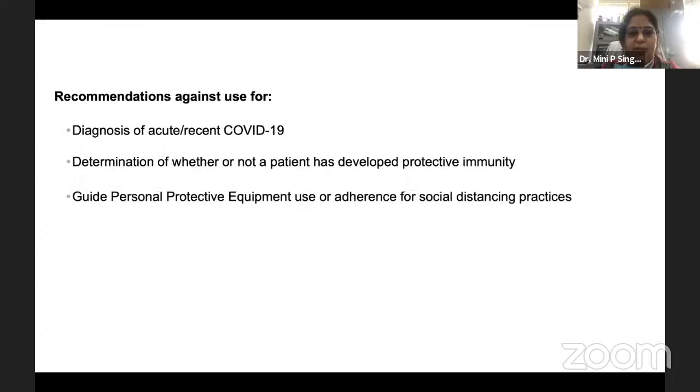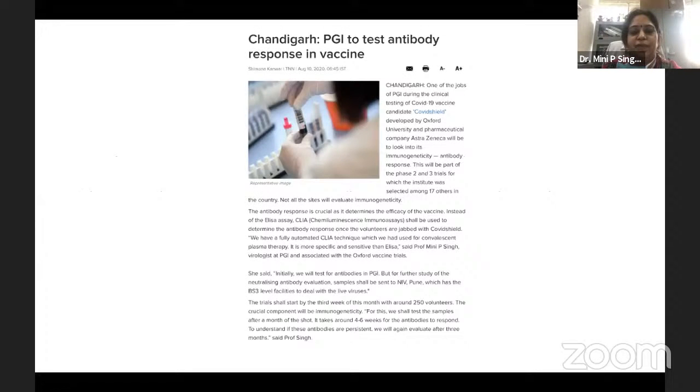But according to the IDSA guidelines, the Infectious Diseases Society of America, it should not be used for diagnosis of acute COVID-19 infection, and it is not a determination of whether you have protective immunity or not. This is unlike most viral vaccines. You would agree with me that for hepatitis B, any titer more than 10 is protective. There are no such correlates here. Antibody presence just means that you have been exposed and have had this disease previously. It will not tell you whether you are protected or not. And in no way, if somebody has antibodies, should they think that PPE does not have to be worn, because there are cases of reinfection occurring in people who have had COVID-19 earlier.